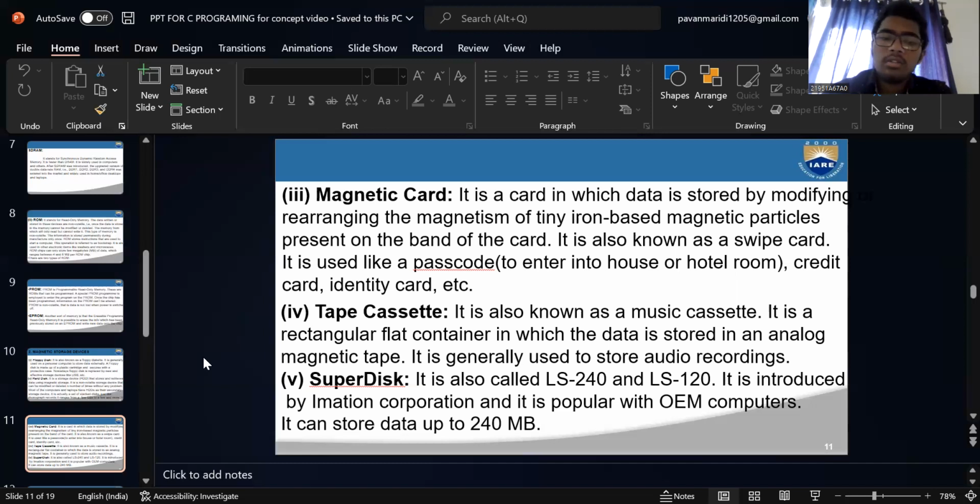SuperDisk. It is also called LS240 and LS120. It was introduced by Imation Corporation and it is popular with OEM computers. It can store data up to 240 MB.